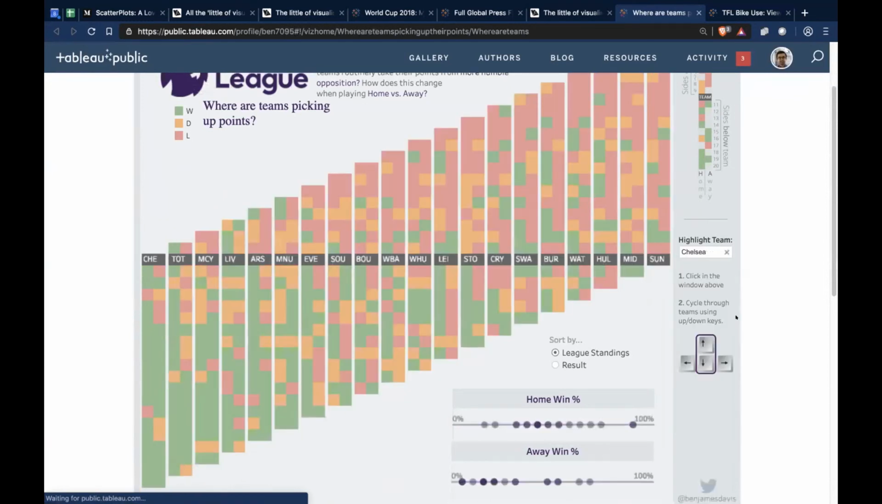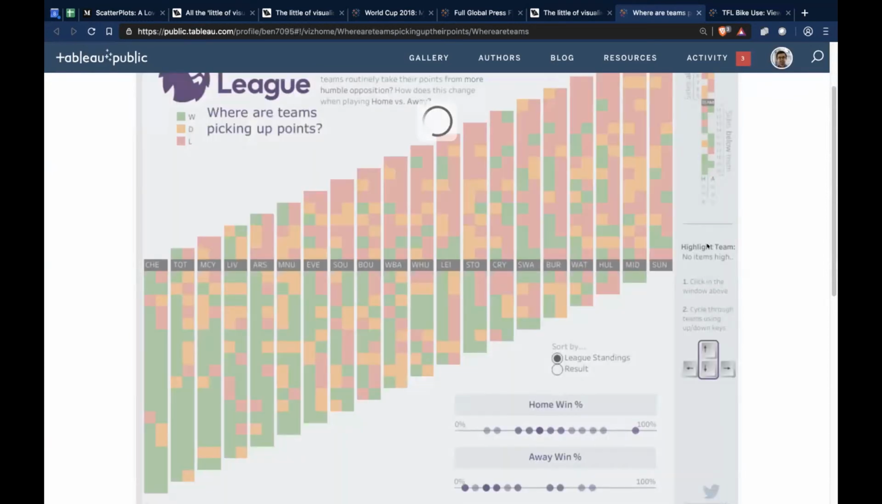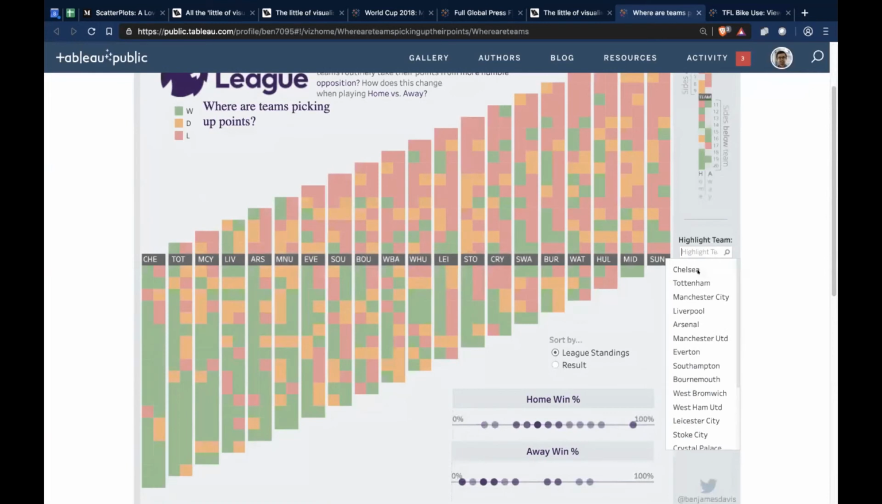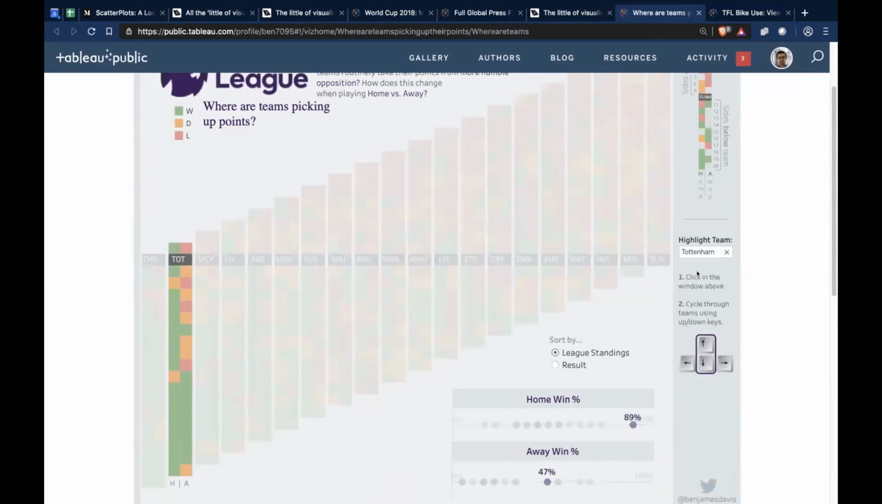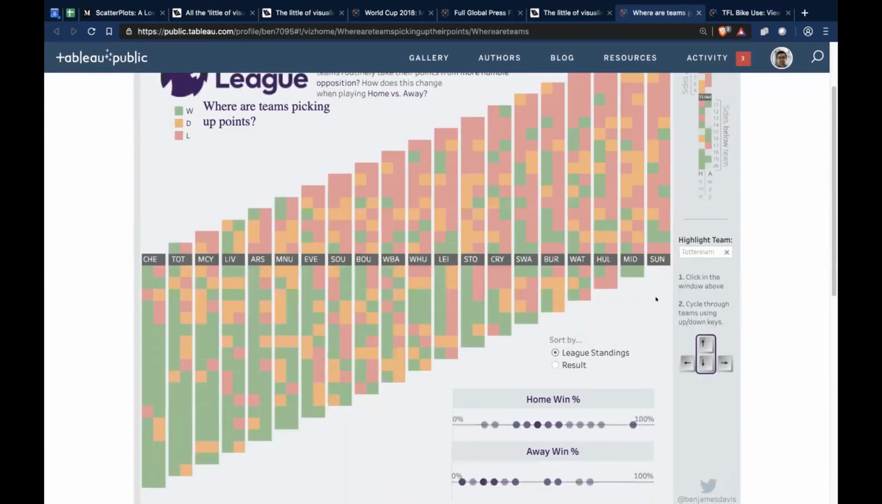So if you select one like this, it's going to refresh because I'm on Tableau Public. Click one here and then use the up down arrow key. If I click on the viz, that's not going to work. Let me just move on from there then.